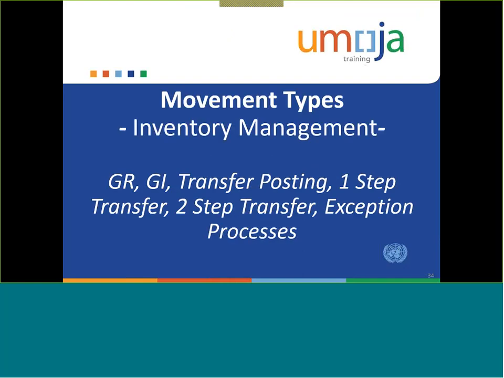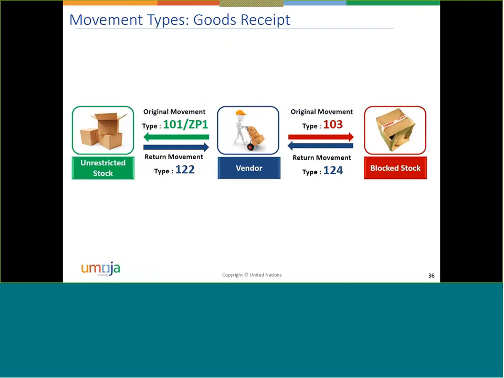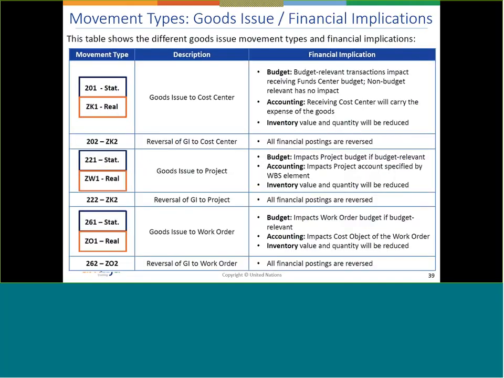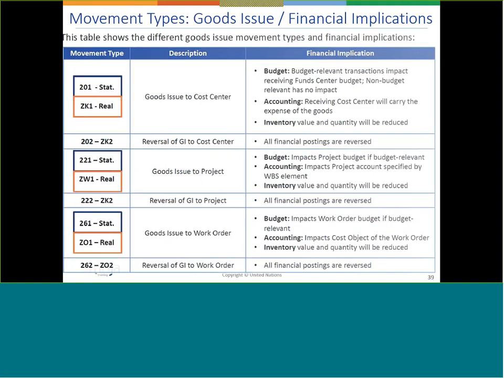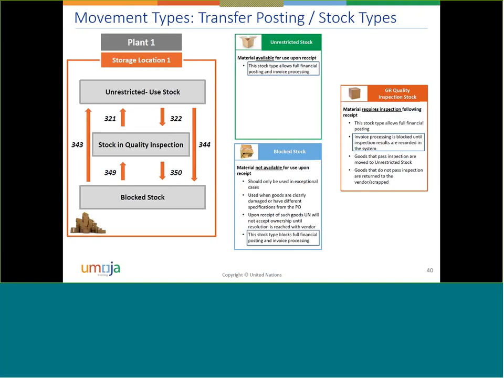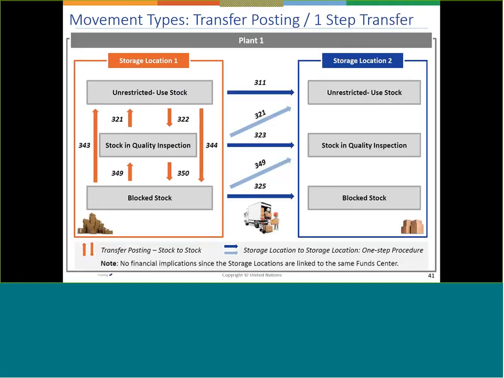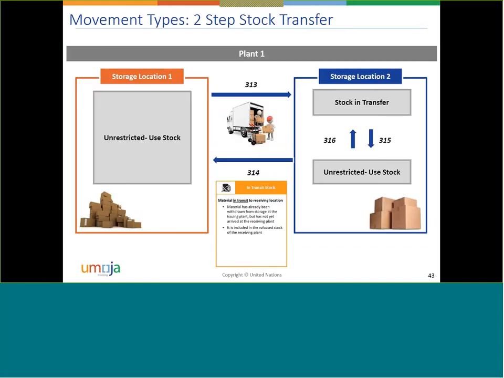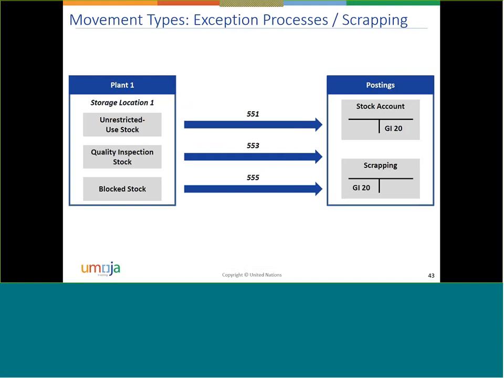Remember, I have added slides on the movement types from other material, and I'm just going through this quickly so you can see the movement types, their financial implication, the ones that are statistical, the ones that are real for each scenario. Meaning if it's a status change in stock, what are the movement types? If it's a transfer posting for one step. This is just extracted from other job aids and user guides, but I put them all together in this one PowerPoint so you would have a one-stop shop for everything.